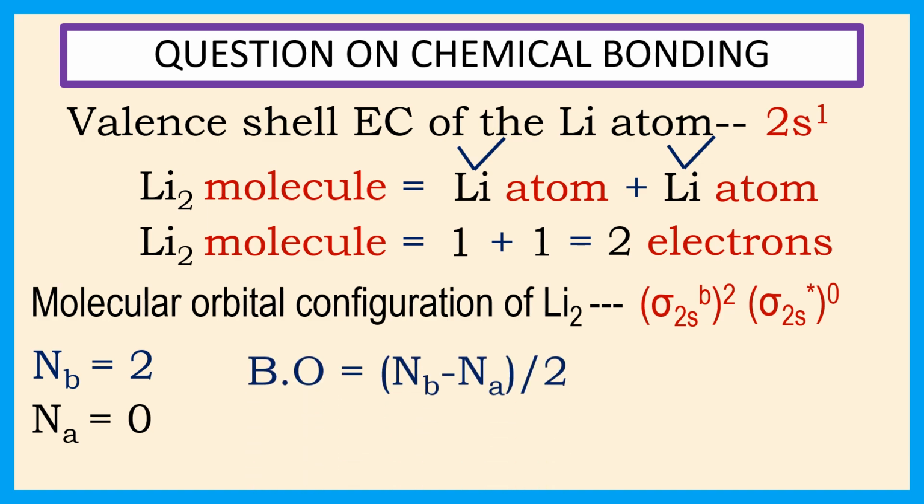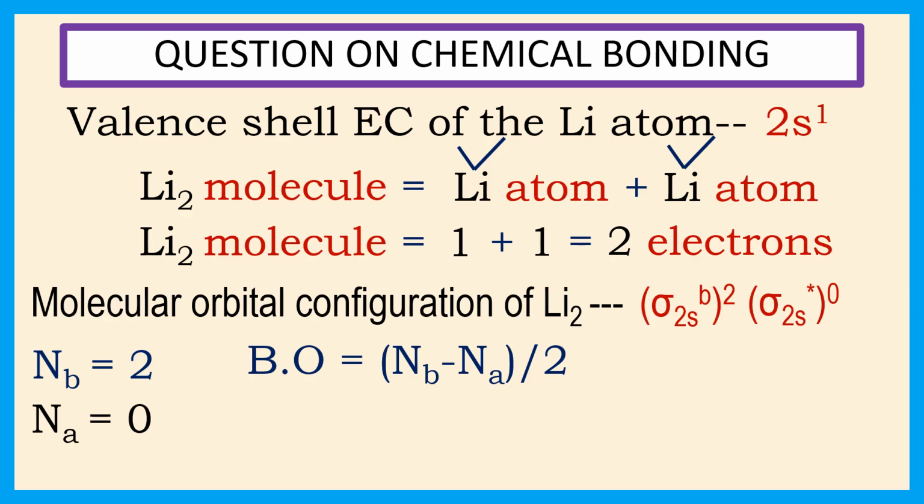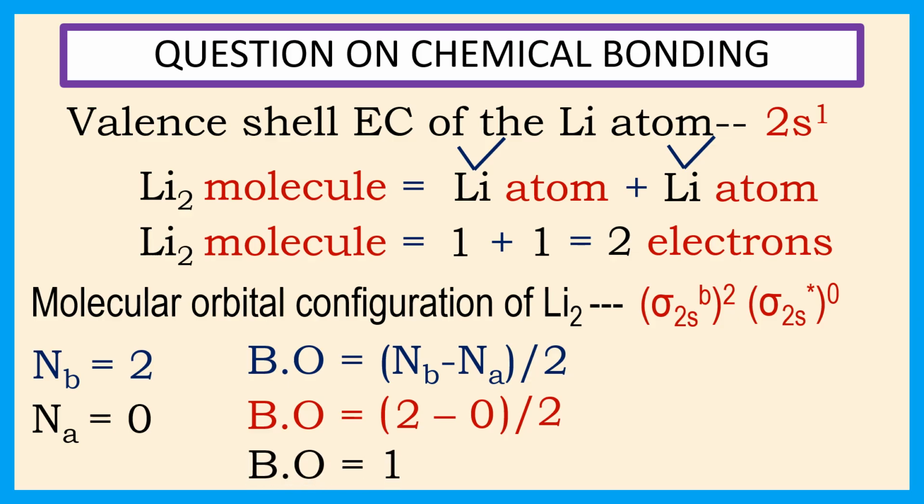We know that bond order is equal to (Nb minus Na) by 2. Now we put the values of Nb and Na in this equation. Therefore, the bond order is equal to 2, which is the value of Nb, minus 0, which is the value of Na, by 2, or bond order is equal to 1. So the bond order of the Li2 molecule is 1.